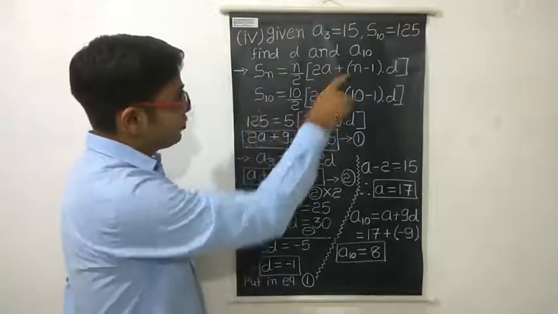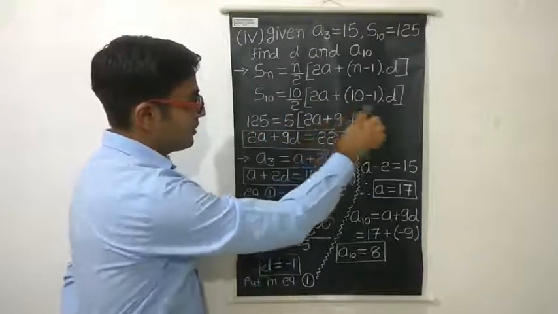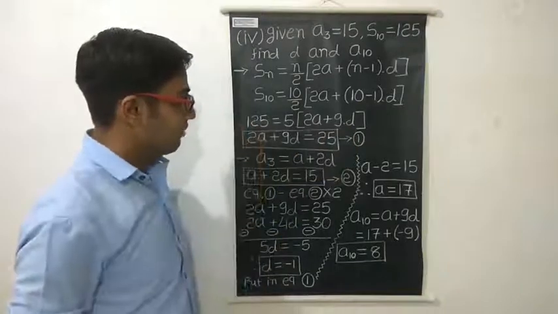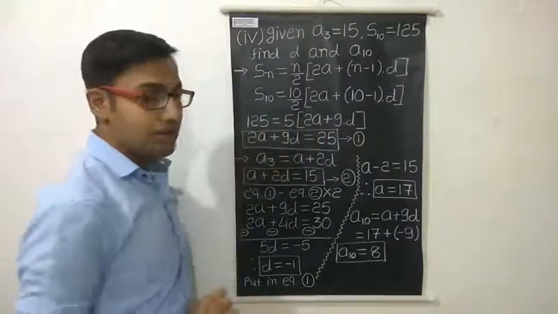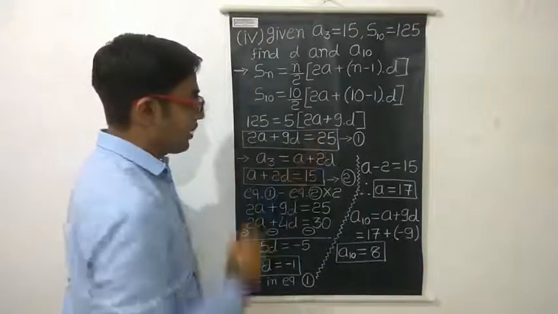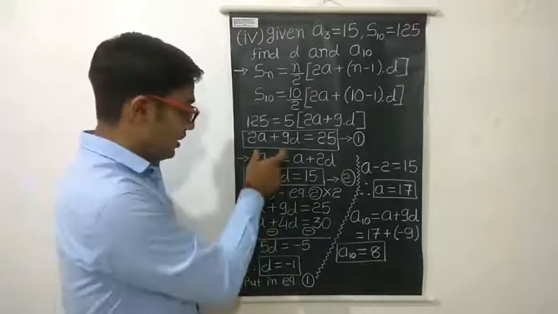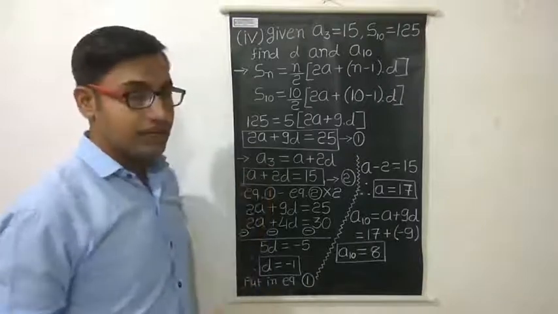Now S10 is 125. 10 by 2 is 5, and (2a + 9d) is what we get here. By taking 5 to the left hand side, it divides 125. So we get 2a + 9d = 25. Call it equation number 1, because there are two variables and we do not have the value of either a or d.